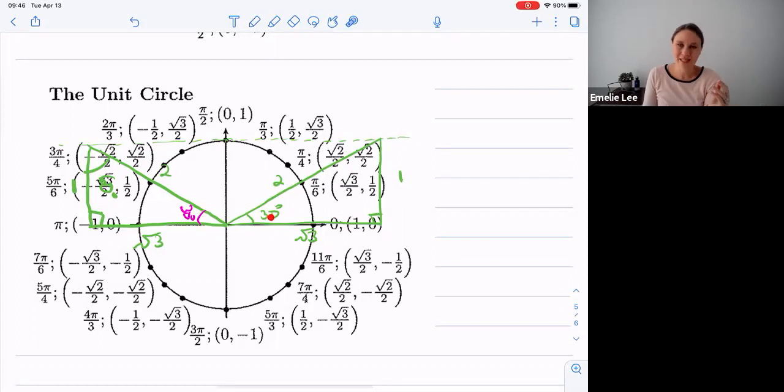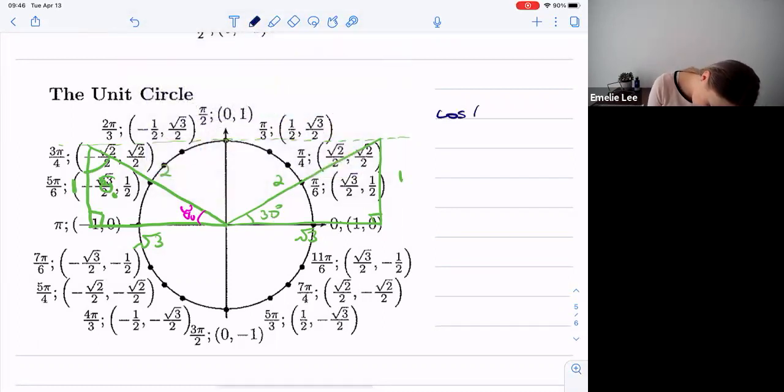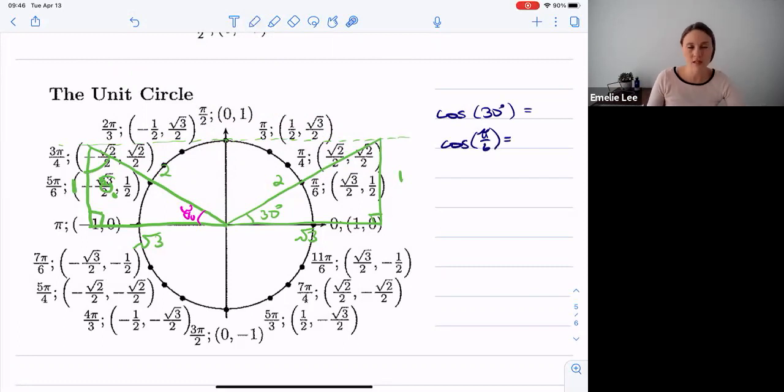If we look at the cosine of 30 degrees, right? Cosine of 30 degrees, it's the same as the cosine of pi over 6. Which is, so cosine, adjacent over hypotenuse. Adjacent is √3 over the hypotenuse is 2. What do you know? √3 over 2, right?